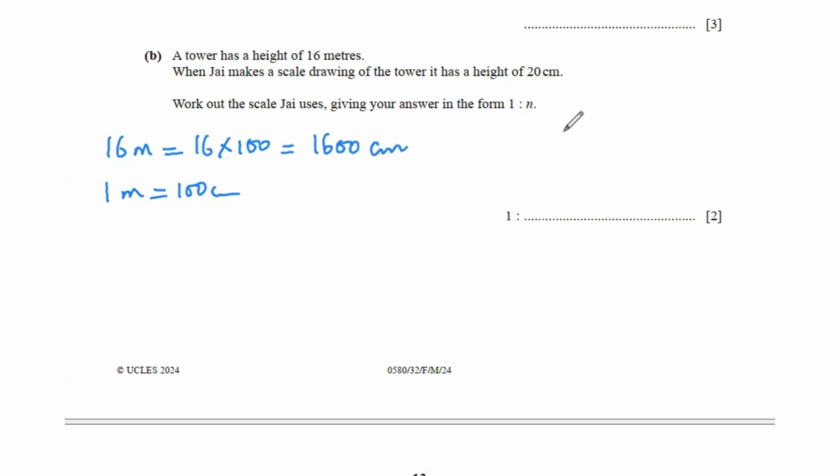They want us to figure out the scale. So if we divide 1600 by 20, that's basically 80. So n equals to 80. Remember, first you make sure that the units are the same. So we converted the meters into centimeters by multiplying 16 by 100. After that, we divide 1600 by 20 to find the scale by which it's increasing in size. That's 80. So 1:80 is the scale of the map.